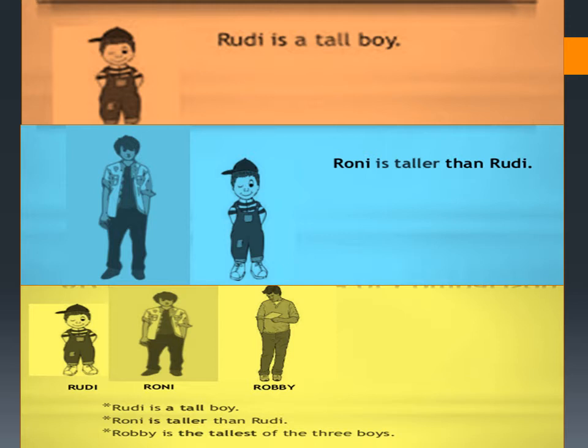Did you understand, children? When there is only one boy or one person, we use the adjective tall. When there are two people involved or when we compare two of them, we use the adjective taller. And when there are more than two people who are compared, the adjective used is tallest. So tall, taller, the tallest. These are the three different kinds of adjectives which we are going to learn about now.